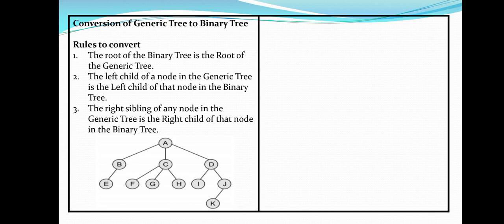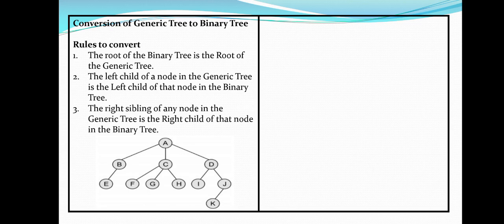So there is no change in the left child of the node in generic tree as well as in binary tree. The third rule is the right sibling of any node in the generic tree is the right child of that node in the binary tree. First we have to know what is sibling. Nodes having the same parent are called siblings. For example, A's children are B, C, D. So B's siblings are C and D.